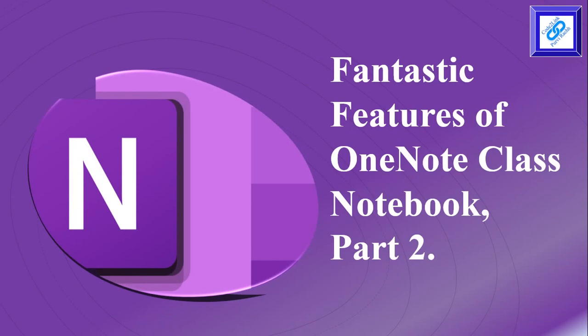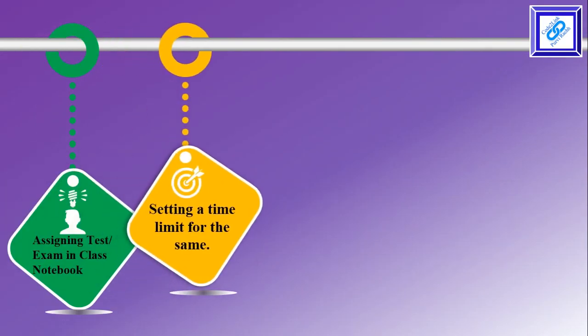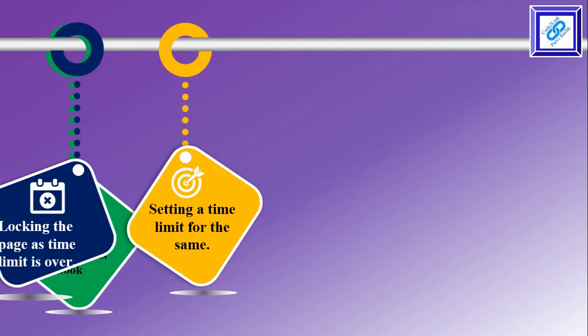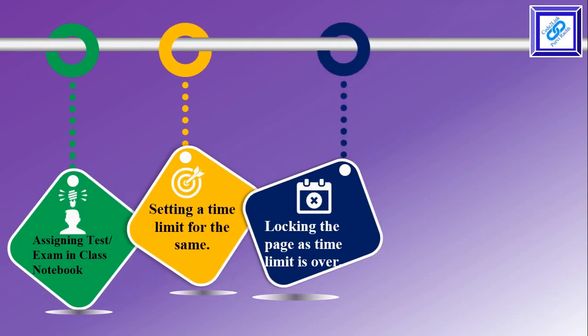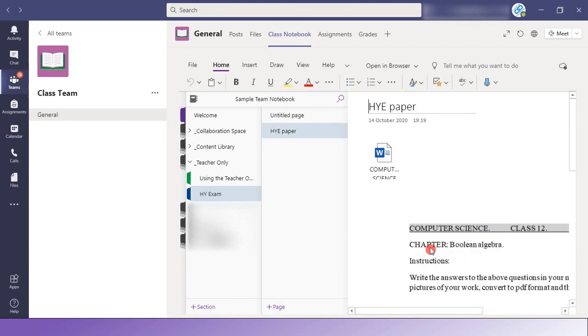In part two of the series of fantastic features of OneNote Class Notebook, we are going to talk about how to set up a time limit for the exam paper that we have created and how to lock the page as the time limit gets over. So, having a look at the class notebook, this is where we had distributed the exam paper and it appeared something like this. This I had discussed in part one.